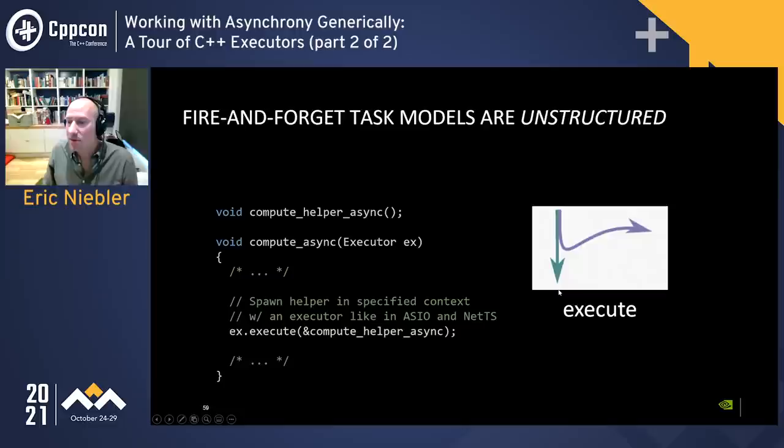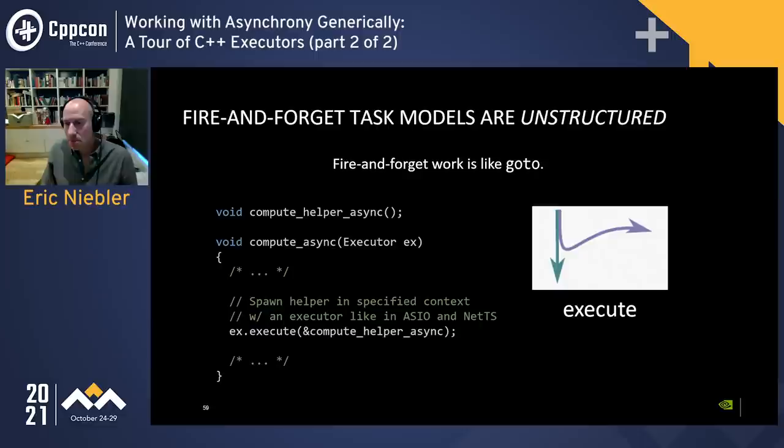At least not as part of that construct, right? So fire and forget work is a lot like goto. It has all the same properties and all the same problems. In particular, if this function, compute async, and this function, compute helper async, need to share data, then that data either needs to be global, or thread local, or ref counted in some way. You have to do manual memory management in order to keep data alive, because these two operations don't have lifetimes that nest neatly within each other.